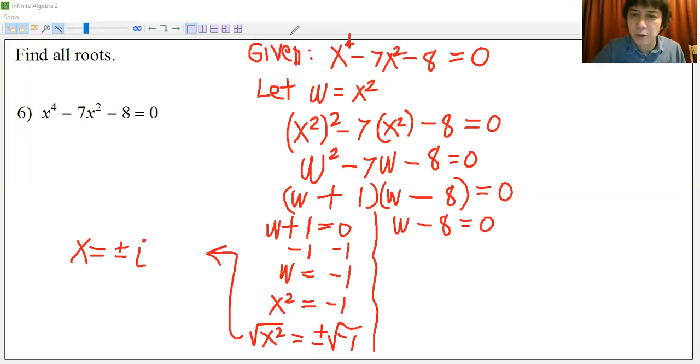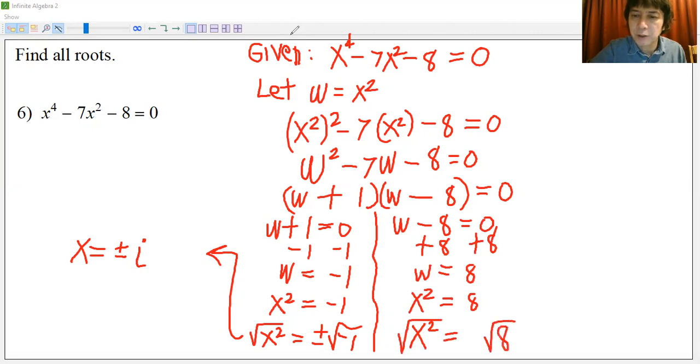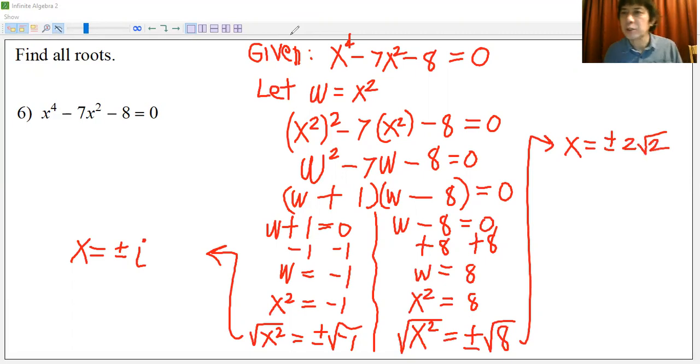Okay, we can now proceed to the other equation. w minus 8 is 0. Solve for w first. By way of adding 8, we get w is equal to 8. And then back to our substitution, w is x squared, which is equal to 8. And then we extract the square root. So x is equal to plus or minus 2 square root of 2. That's the square root of 8.